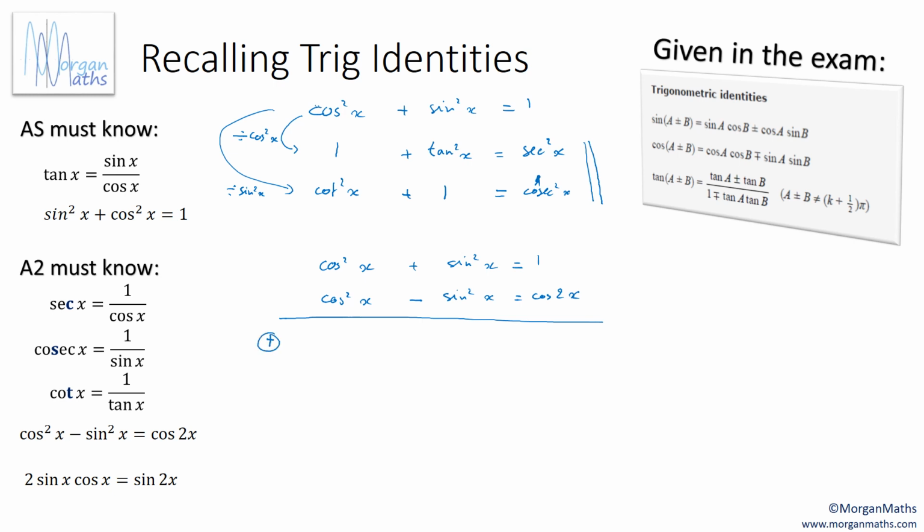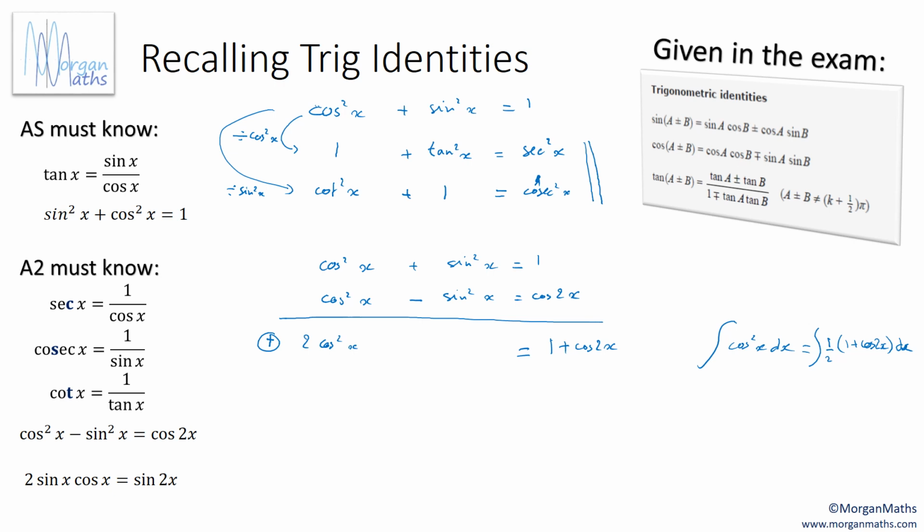If you add the two of them, what are you left with? 2 cos squared x, the sine squared x cancel each other, equals 1 plus cos 2x. This is used a lot, but especially if you need to integrate, for example, cos squared x, because the only way you can do that is actually by using this formula. So you can rewrite it as, watch out, don't lose the fact that it was 2 cos squared x. That's going to be a half of 1 plus cos 2x dx.